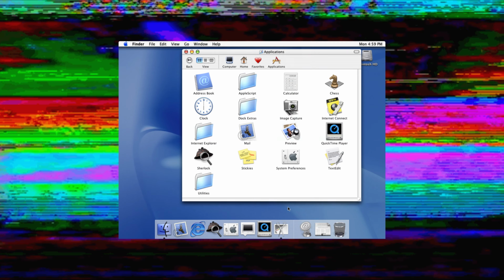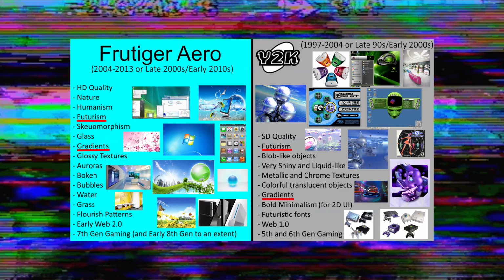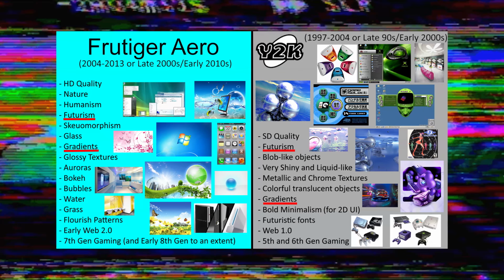We then got Aqua UI, which appeared in 2001. I know it has more of a Y2K look to it, but if you don't know, Frutiger Aero is simply based on Y2K but more lively. The look carried on until 2004, where every company started to jump on the bandwagon.